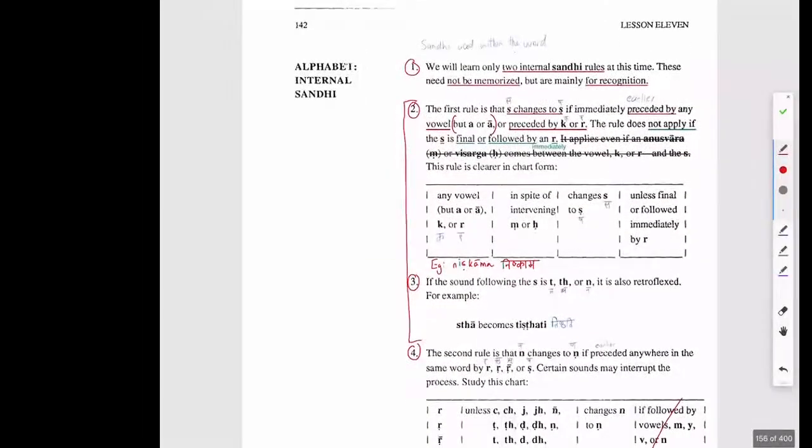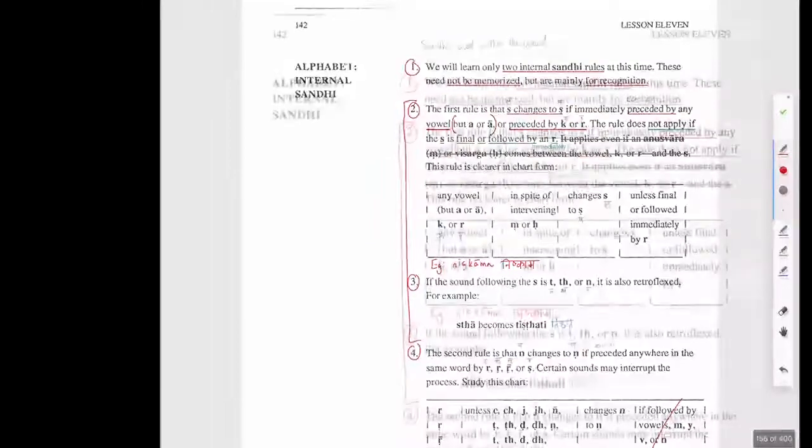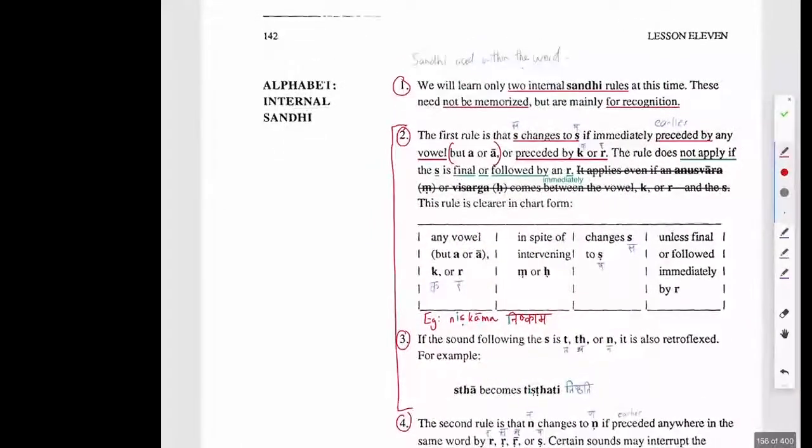Number one, let's talk about sandhi. So here it says internal sandhi. We're going to do number one now. Internal sandhi means sandhi used within the word. So what is external sandhi? External sandhi is sandhi between two words. Ramahacha, ramashcha, that's two words. Internal sandhi means there is a change within the word.